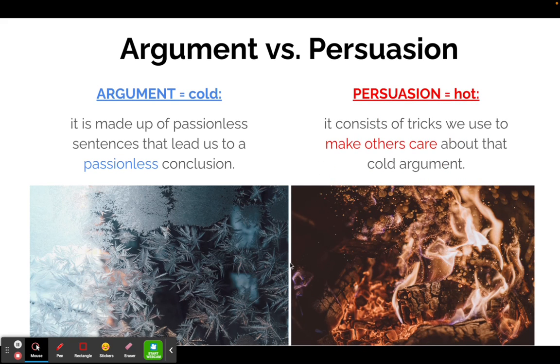So here's a metaphor for you. Arguments are cold and persuasion is hot. Arguments are made up of passionless sentences that lead to a passionless conclusion. Persuasion is hot, meaning it consists of tricks that we use to make others care about that cold argument. You have to start with an argument before you can persuade somebody of something. So they're two different things essentially, but they do work together.